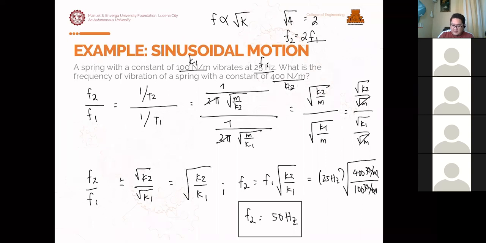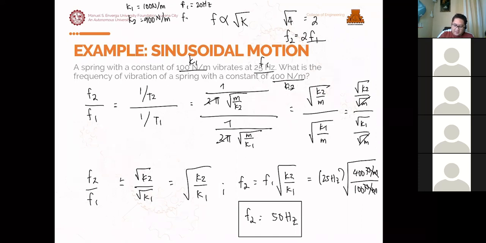So, kung halimbawa, gawin mong yung K value mo, gawin mong 9 times, no? So, halimbawa, ang unang value mo ng K1 is 100 newtons per meter. Tapos, in-increase mo siya 9 times, naging 900 newtons per meter. Then, kung halimbawa, yung frequency mo, nung 100 pa lang siya, sabihin natin, 20 hertz siya, no?